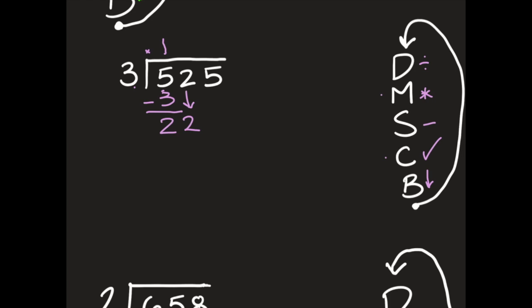So I'm going to go all the way back up to divide. 22 divided by 3, thinking about how many groups of 3 can go all the way and fit into 22. 7 times 3 is 21. Now I'm going to subtract. 22 minus 21 is 1. And I'm going to check. Is 1 smaller than 3? Yes. So now I can go down to the B, bring down my 5.